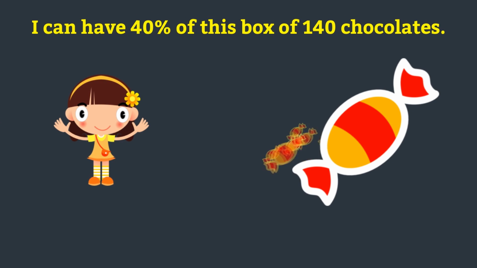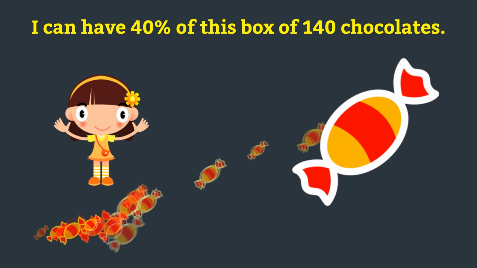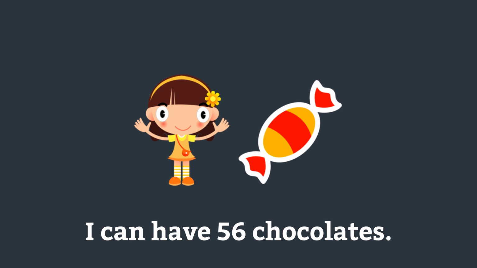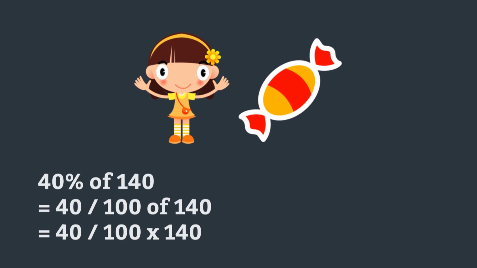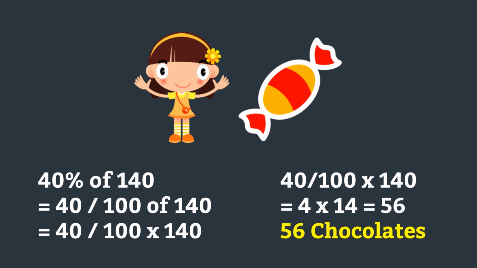If I can have 40% of this box of 140 chocolates, how many chocolates should I take? I can have 56 chocolates. Do you want to figure it out together? Okay, 40% of 140 is 40 by 100 of 140. So simplifying this, that's 40 by 100 into 140, that is 4 into 14, that is equal to 56.